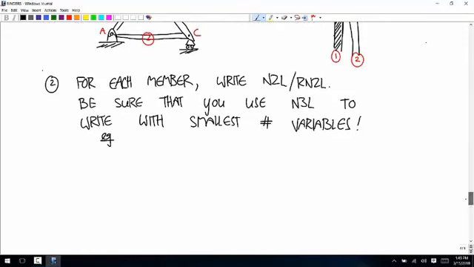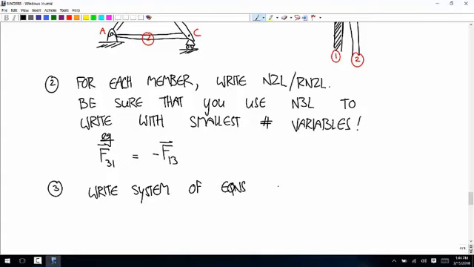So for example, F31 is equal to negative F13. And so you'd replace F31 by negative F13 whenever it came up. And then the last step is write your system of equations as an augmented matrix, and use reduced row echelon form to solve.